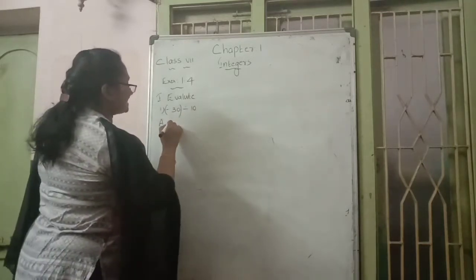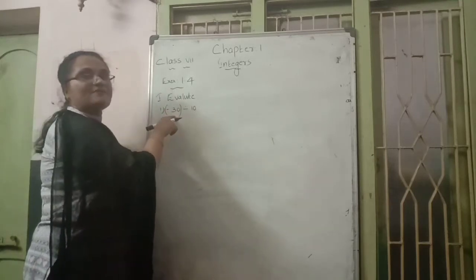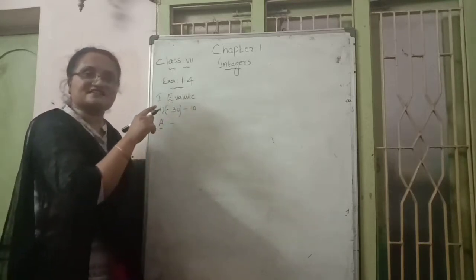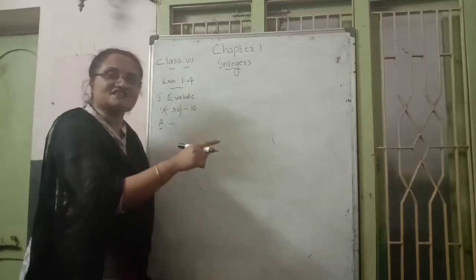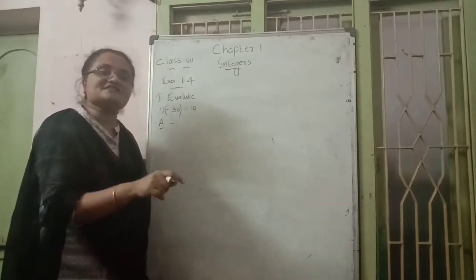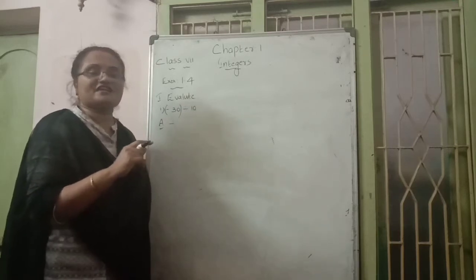So how can we write it in fraction form? The first number is the dividend, the second number is the divisor. The result we get is the quotient, and the balance left over is the remainder. You learned division cases in earlier classes.